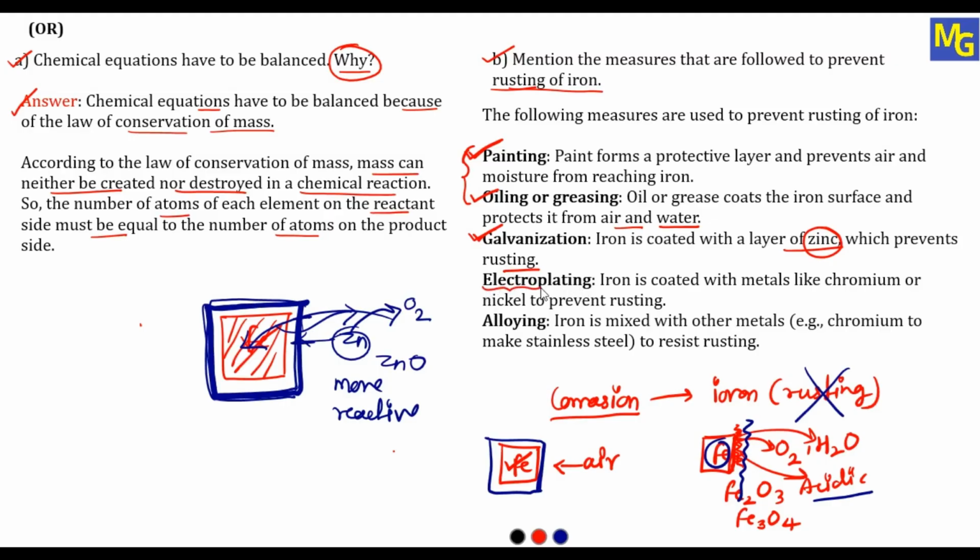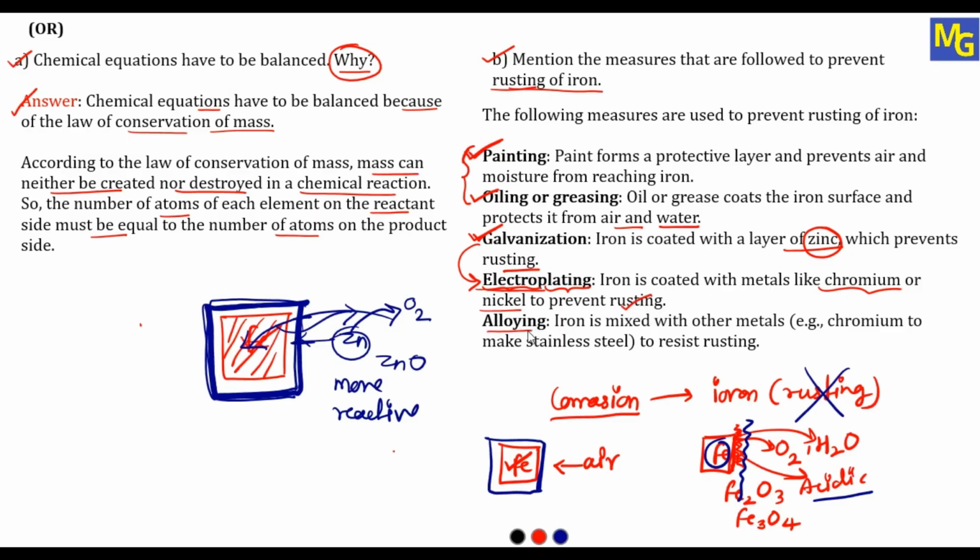Electro means what? Current. Plating means coating of a metal. So here we are going to coat one metal on another metal, but by using electricity. So it is called electroplating. Compared to galvanization, this will remain for more duration, so it has more advantages compared to galvanization. Iron is coated with a metal like chromium or nickel to prevent rusting.